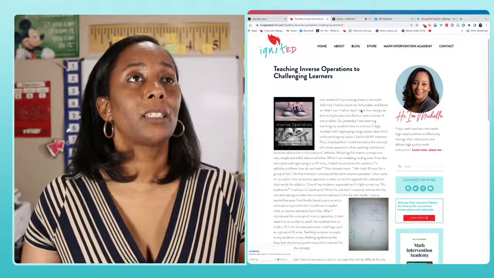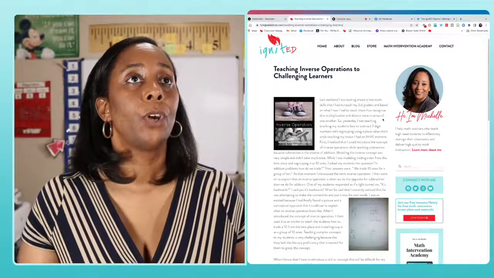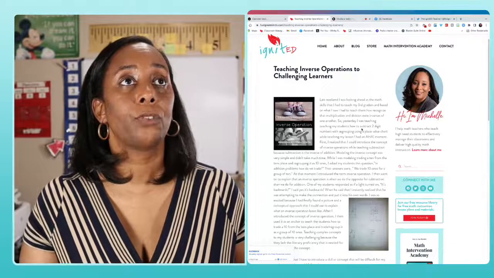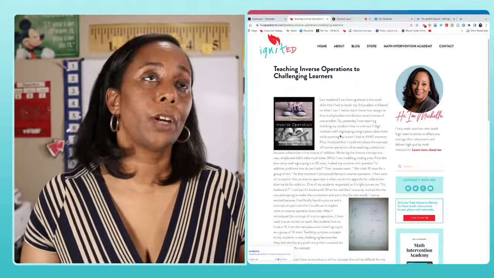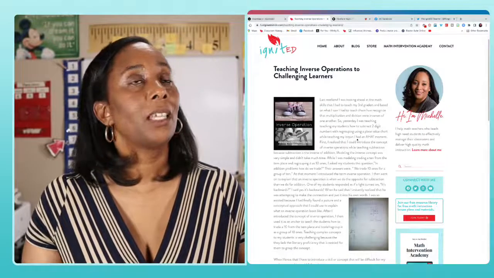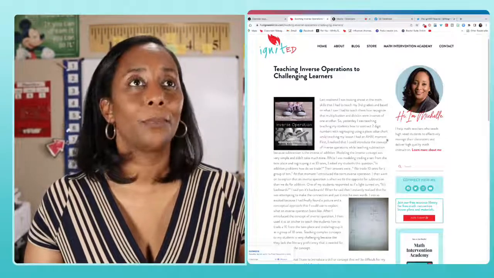And based on what I saw, I had to teach them how to recognize that multiplication and division were inverses of one another. So yesterday I was teaching my students to subtract 2-digit numbers with regrouping using a place value chart. And while teaching my lesson, I had an aha moment. Don't you just love those aha moments?